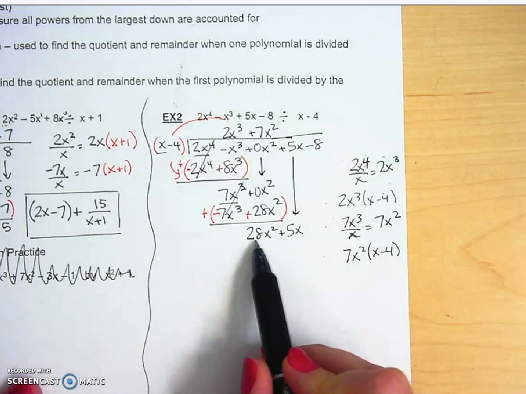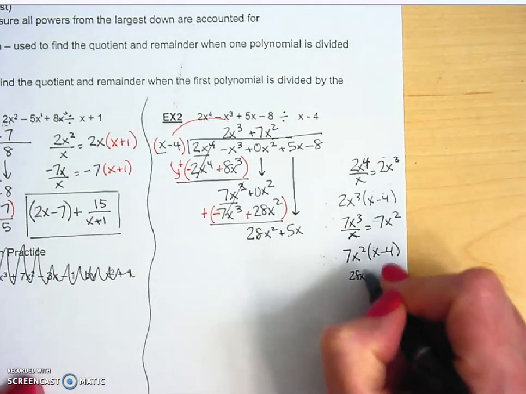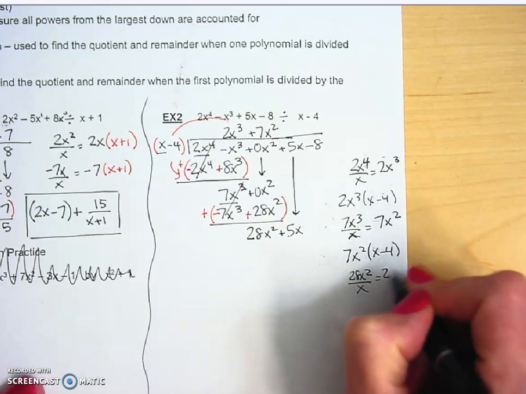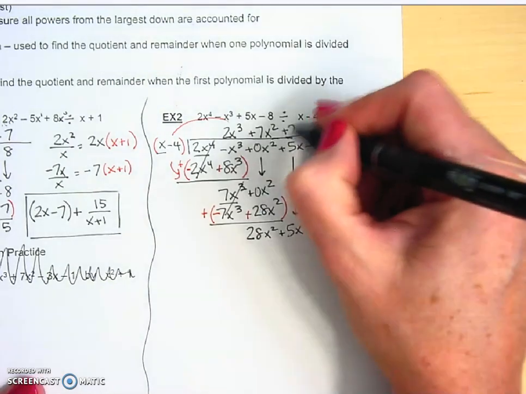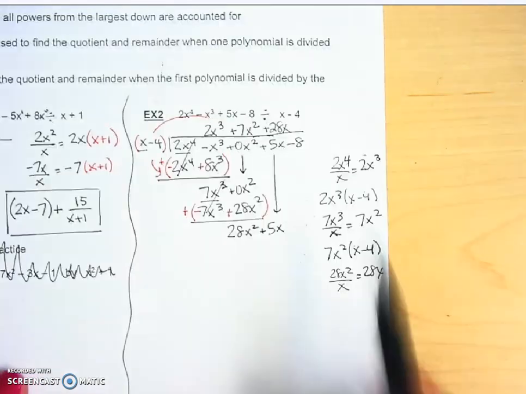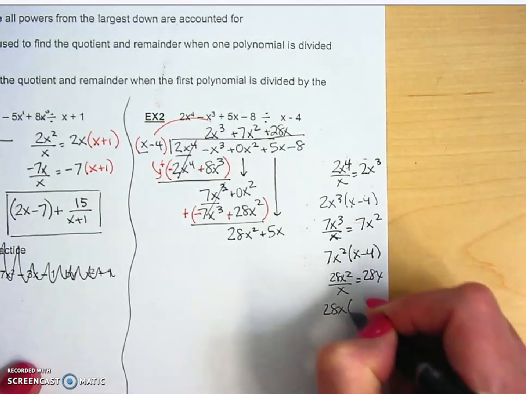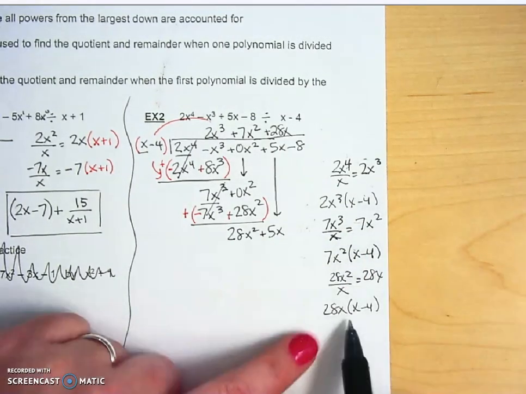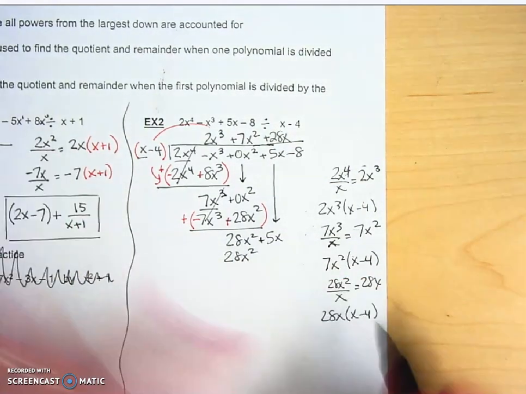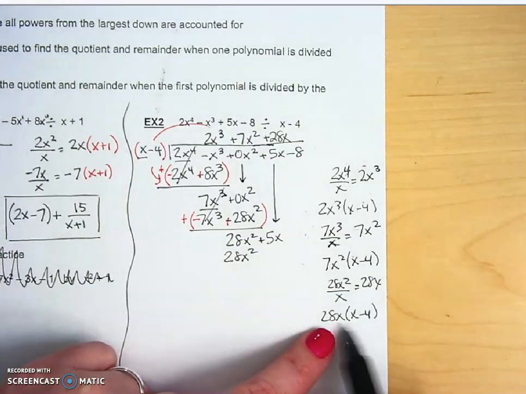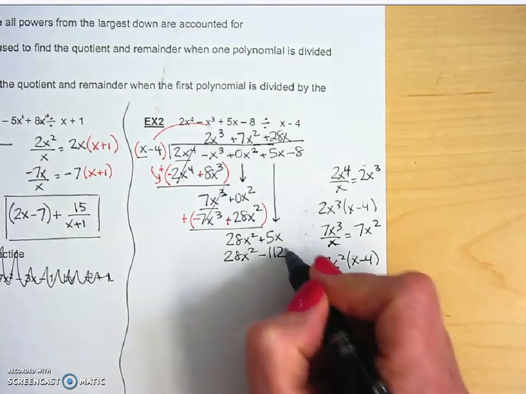All right, so now I do 28x squared divided by x. And I get 28x. That lines up above the 5x. 28x times the x minus 4. That gives me 28x squared minus, so 28 times a negative 4 is negative 112x.